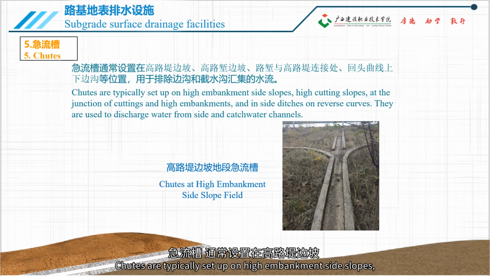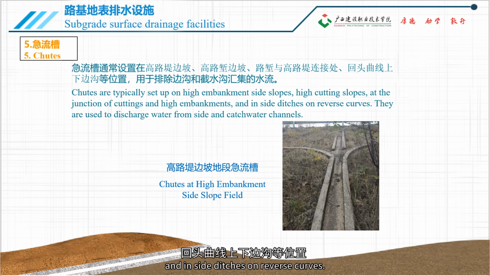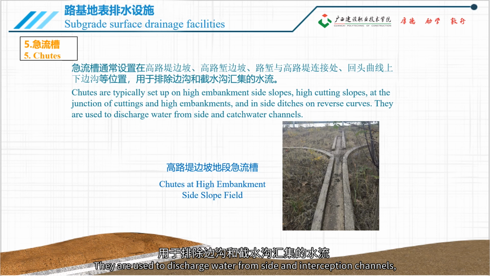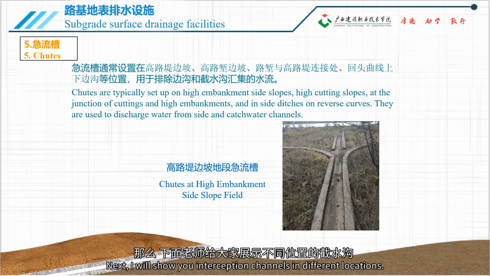Chutes are typically set up on high embankment side slopes, high cutting slopes, at the junction of cuttings and high embankments, and in side ditches on reverse curves. They are used to discharge water from side and interception channels. Hence, the structure of chutes should be robust, stable, and durable. Next, I will show you interception channels in different locations.